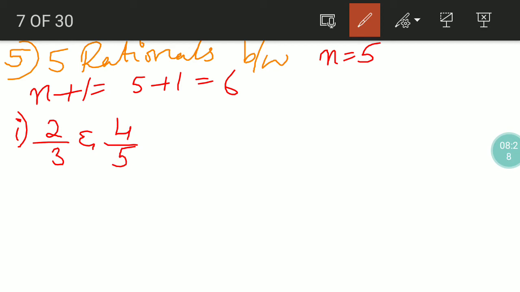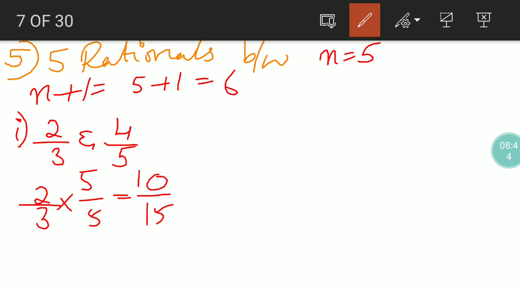First what we have to do is make the denominators the same. So for 2 by 3, what is the LCM? 5 into 3, 15. Into what makes the denominator 15? So 3 5s is 15 and the numerator also the same number, so 2 5s is 10. Now 4 by 5 into what gives us the denominator 15? Now 5 3s is 15, 4 3s is 12. Clear? So now between these two we have to find, but there are not 5 rational numbers between these two.